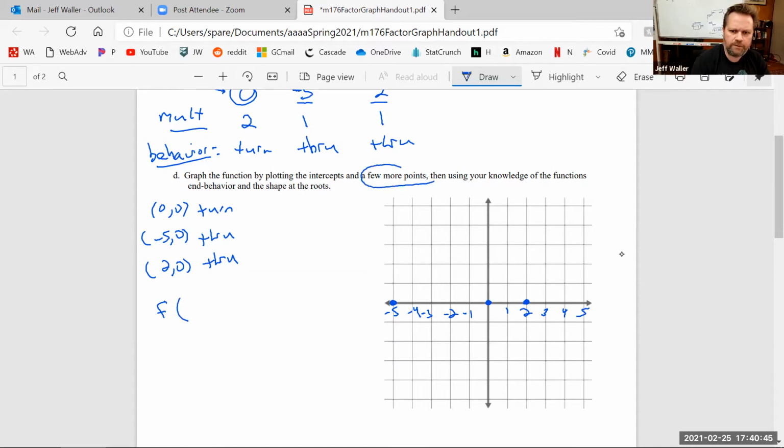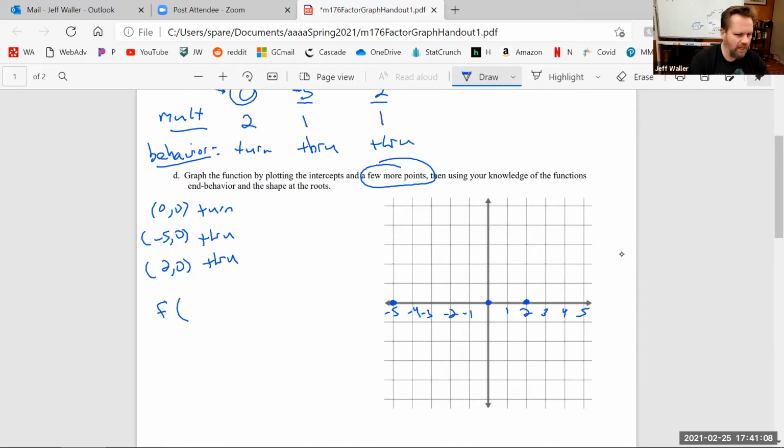A few more points. When I say a few, in fact, on the quiz, I will be much more specific about exactly how many points you can use at most. Because I'll have people make this huge table of points, and I'm like, no. That just defeats the whole purpose. So what's a smart point input to use here?